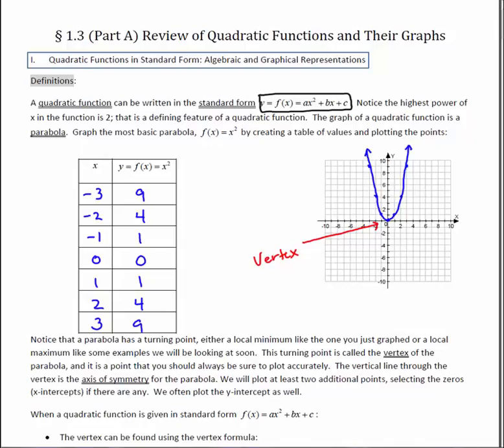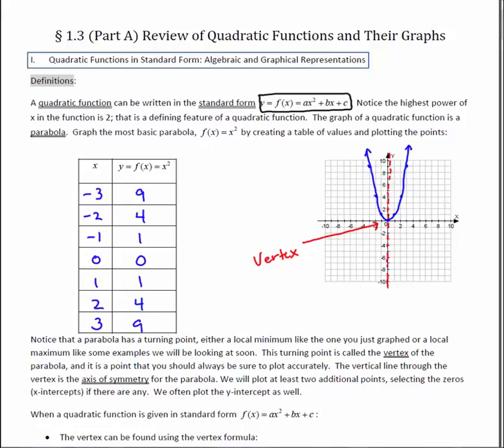Parabolas also have symmetry. In this particular case, it's symmetric about the y-axis, or we could also say that the y-axis is the axis of symmetry. If you imagine a mirror placed right on the y-axis, the parabola would be a reflection of itself in that mirror. We'll always try to identify not only the vertex, but we'll often be asked to identify and write down the axis of symmetry for our parabolas.